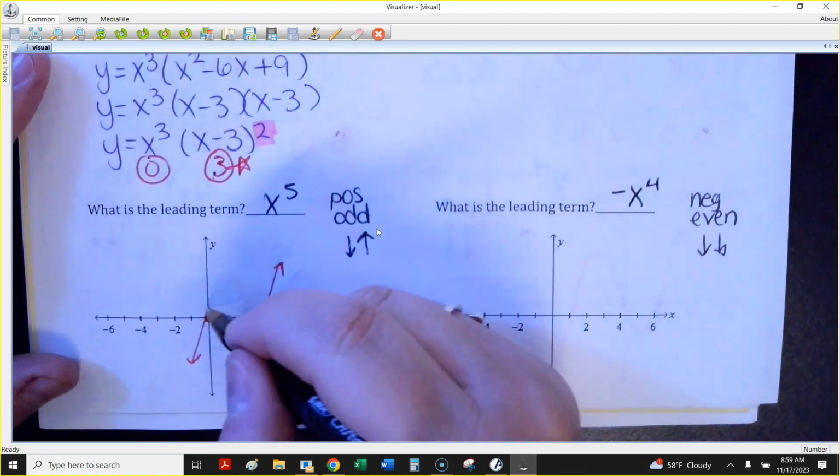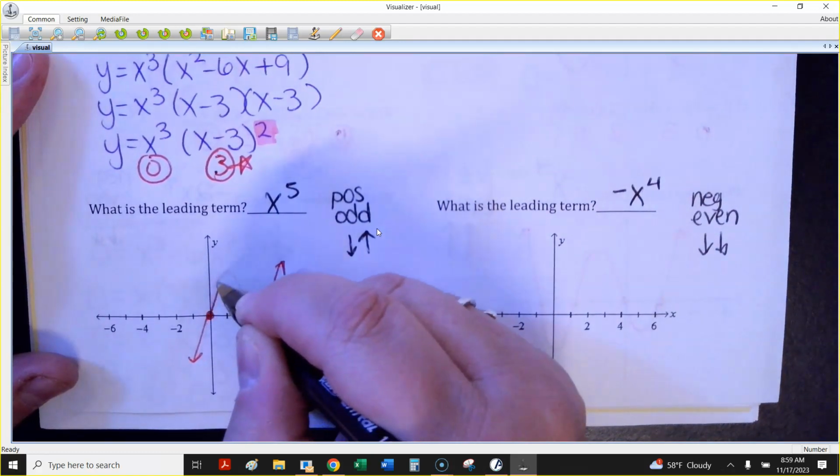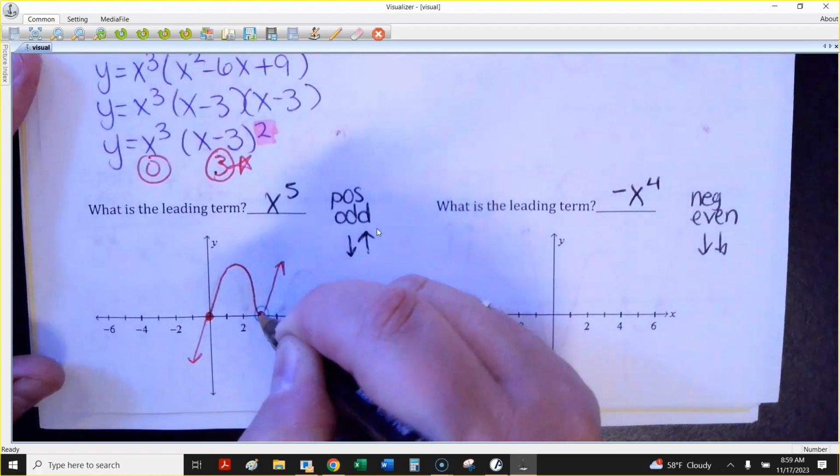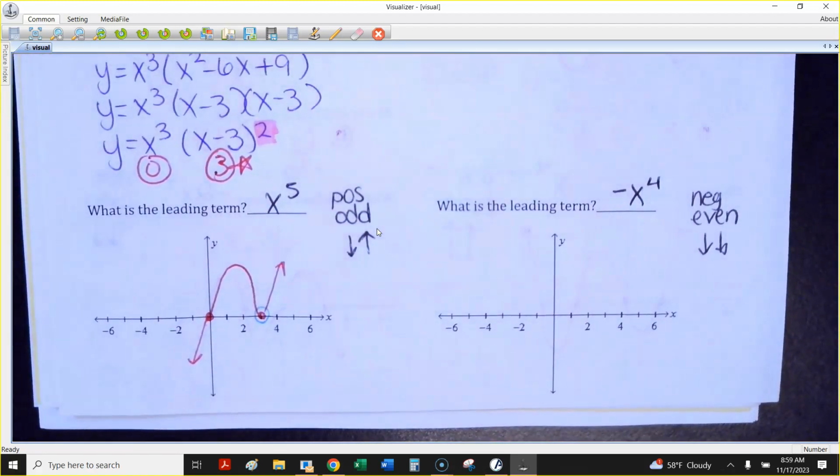So I'm going to go through the origin. That was an odd multiplicity, but I got to come back down and I got to touch the 3. But at the 3, we got an even multiplicity, so I'm just going to bounce back the direction I came. I already had my end behavior in there, so I didn't have to do much with that graph. Does anybody have a question? Okay, I got one more.